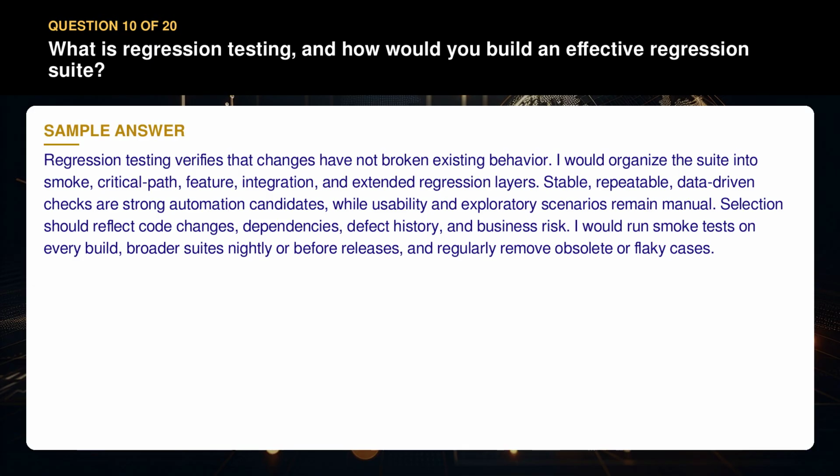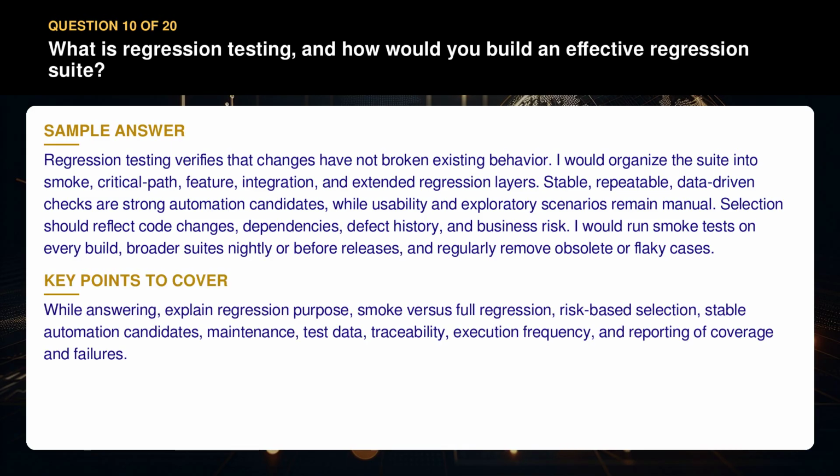Selection should reflect code changes, dependencies, defect history, and business risk. I would run smoke tests on every build, broader suites nightly or before releases, and regularly remove obsolete or flaky cases. While answering, explain regression purpose, smoke versus full regression, risk-based selection, stable automation candidates, maintenance, test data, traceability, execution frequency, and reporting of coverage and failures.